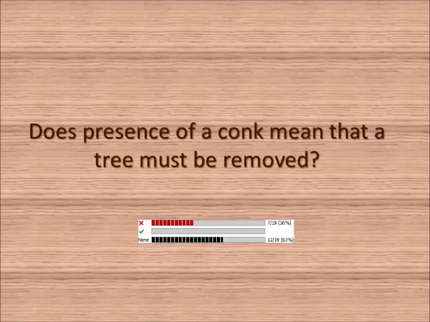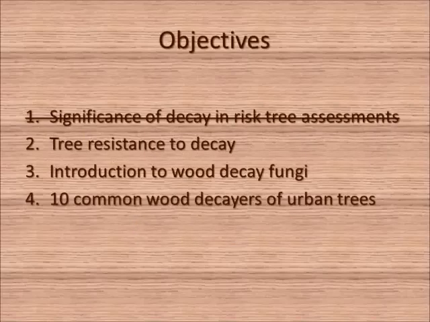So it sounds like most of you did not respond, or if you did, you said no, which is the correct answer. Just because there's a fruiting body on a tree doesn't mean that the tree must be removed, although sometimes it means that there's advanced stages of decay. So that covers our first objective for the discussion.